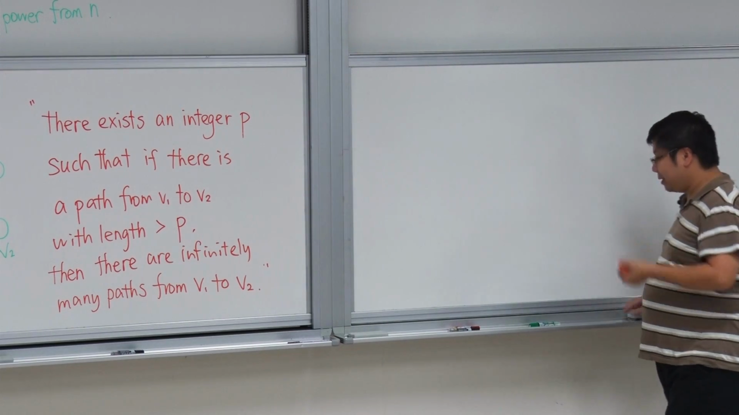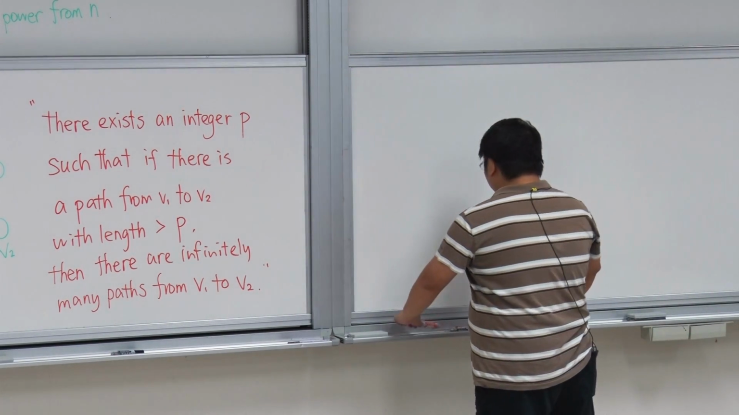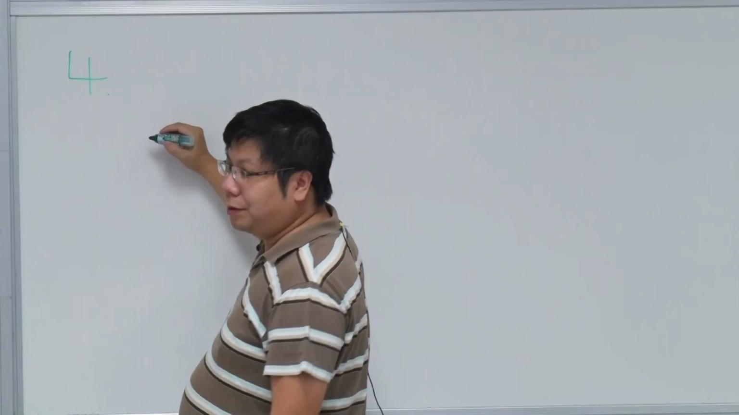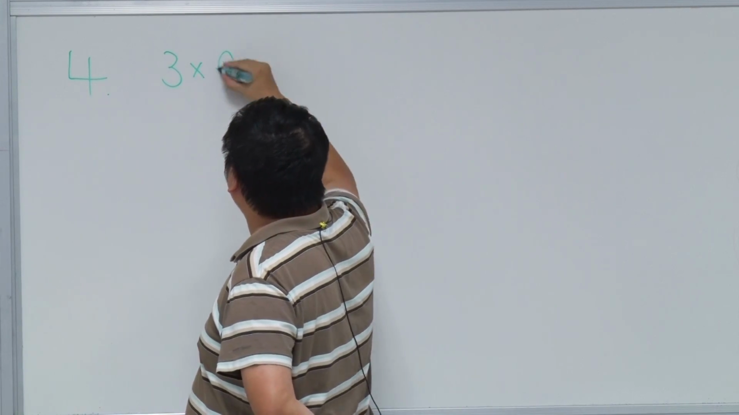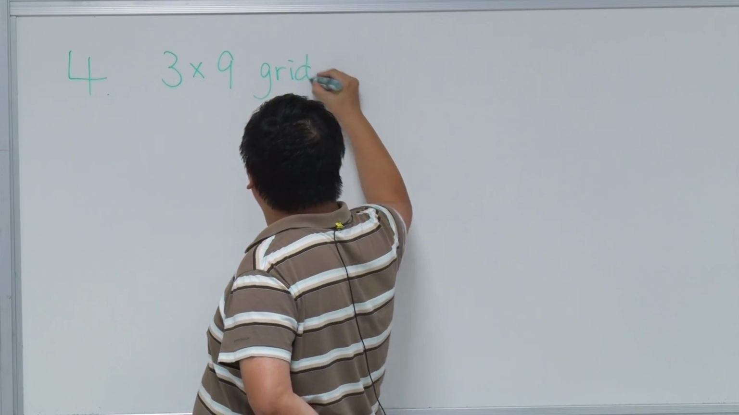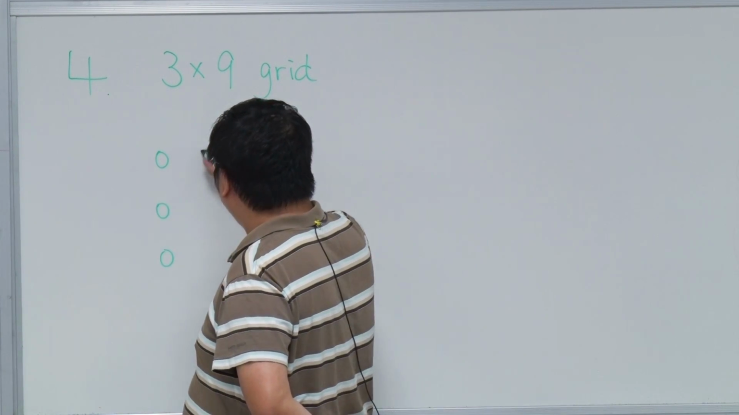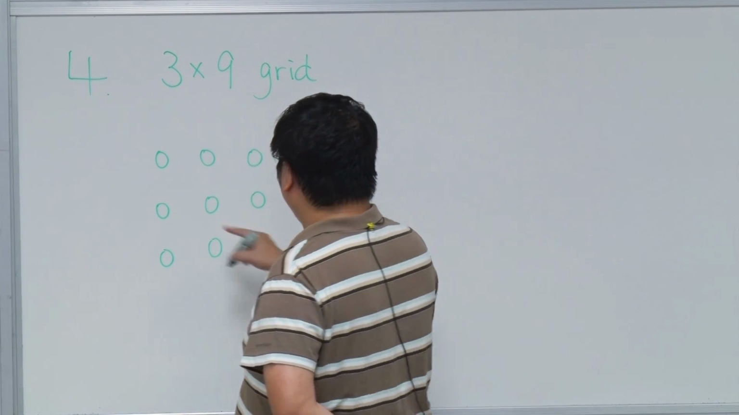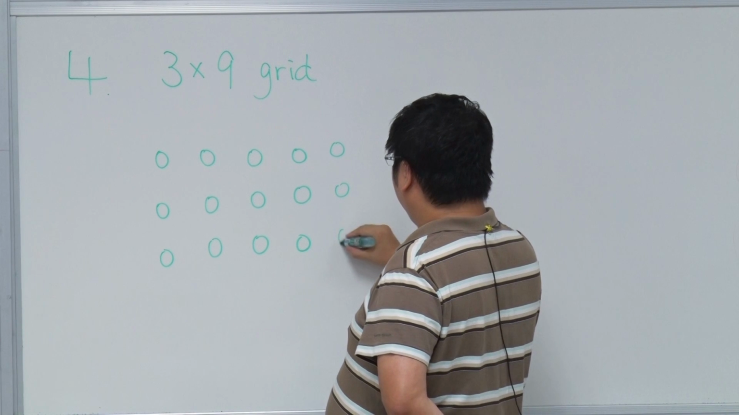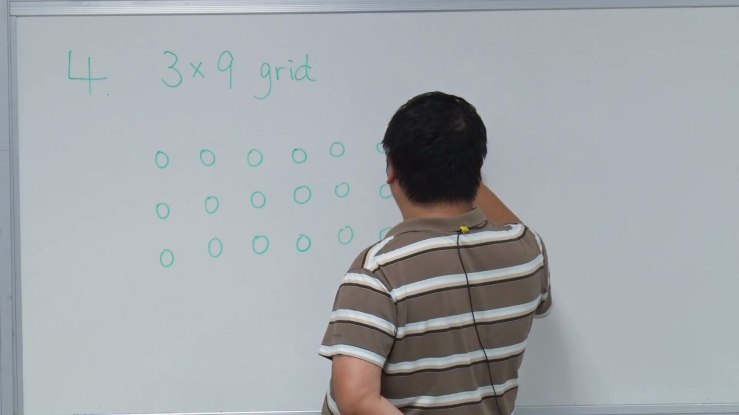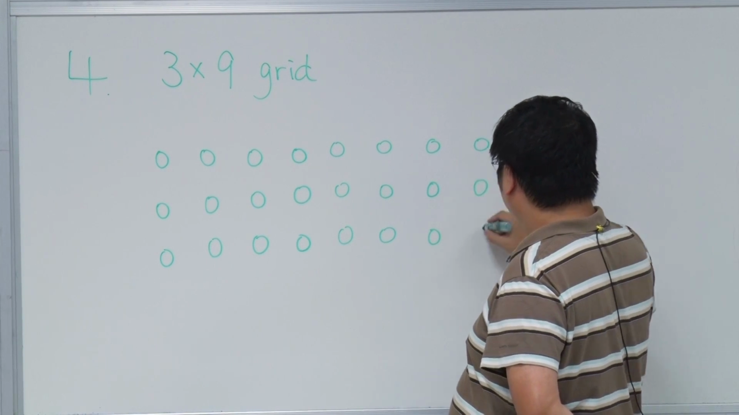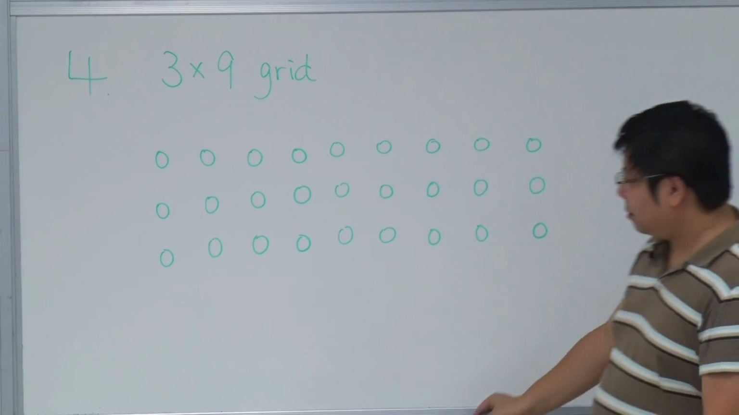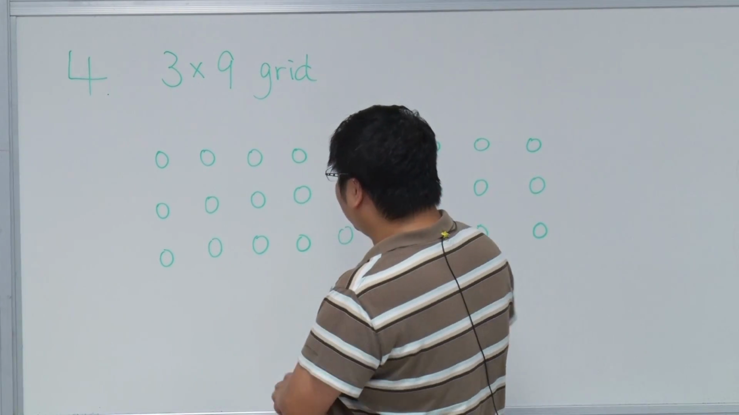Question number 4 is this one. We have a 3 by 9 grid. So we start with the 3 by 9 grid: 1, 2, 3, 4, 5, 6, 7, 8, 9. So that's a 3 by 9 grid. These are the grid points, and you just join the edges.